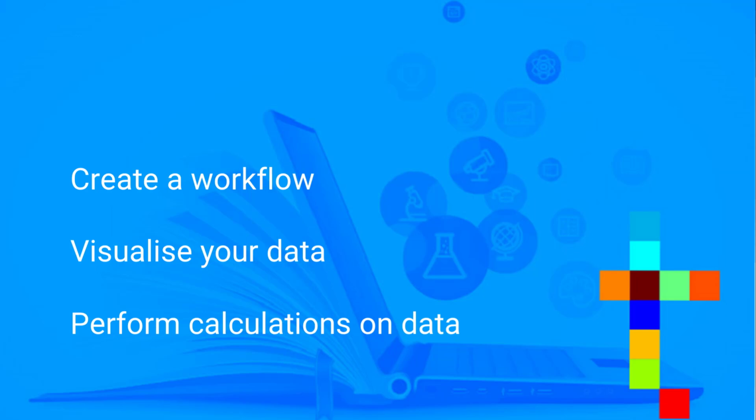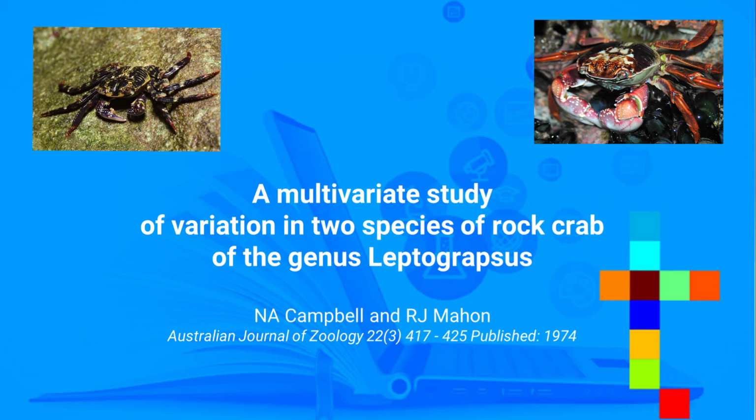Let's get started. We're going to recreate a study on rock crabs done by Australian biologists in 1974. The local crab population had colour variations, but were always thought to be the same species. To prove a hypothesis that they were not, the researchers began taking morphological measurements. They compiled data on the characteristics of the crab's carapaces.